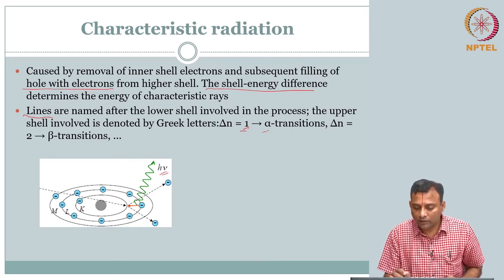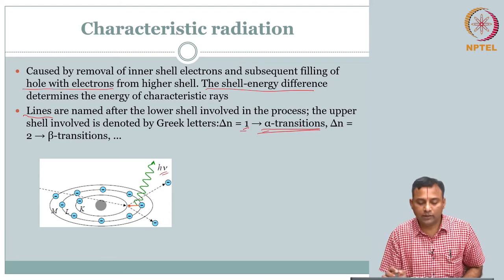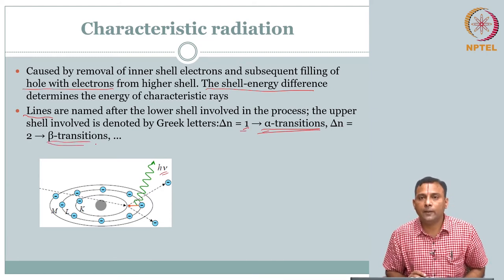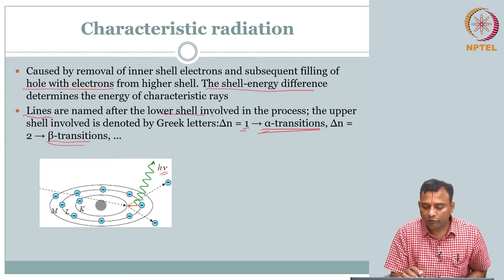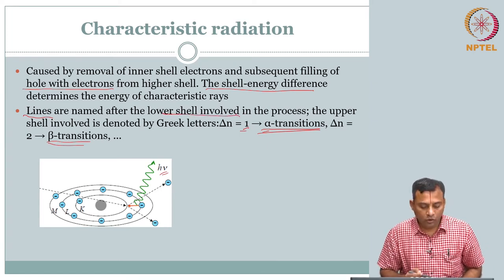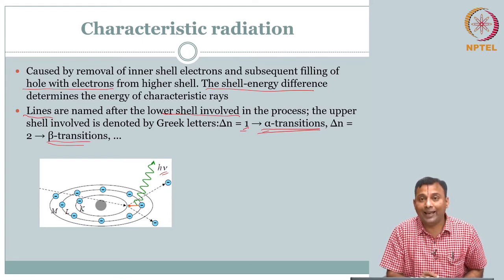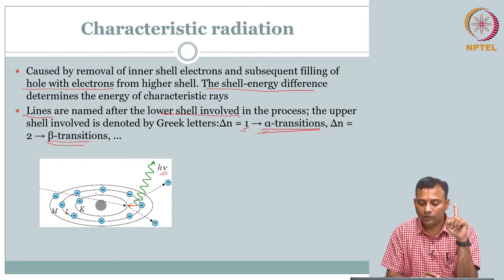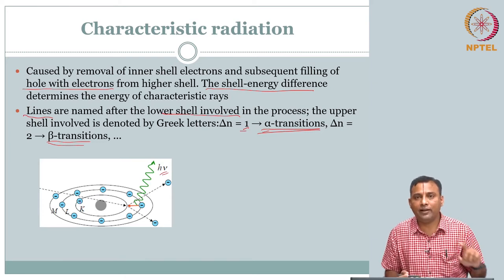So, it turns out that if it is one shell, we call it alpha transitions. If it is two shells, we call it beta transitions. But then we use the lower letter, the lower shell involved in the process. So, if I want to communicate that some transition happened from L to K, delta N is 1, so that is an alpha transition. Whatever is receiving, the lower shell, is K. So, if I want to communicate that, I will say K alpha, right?